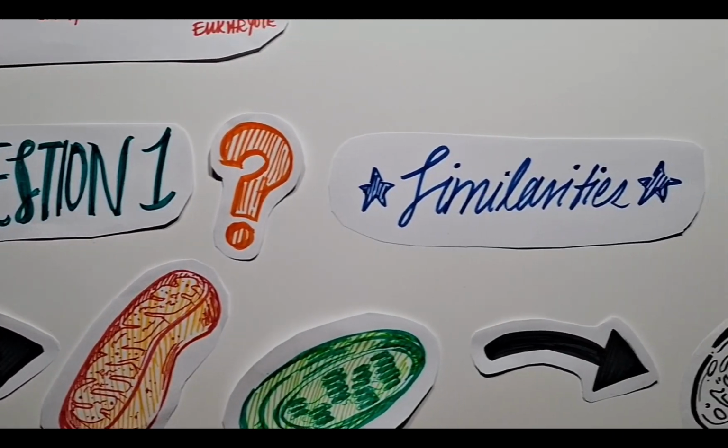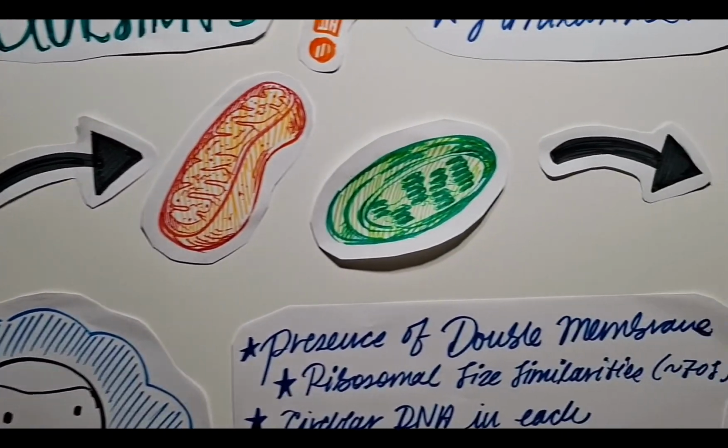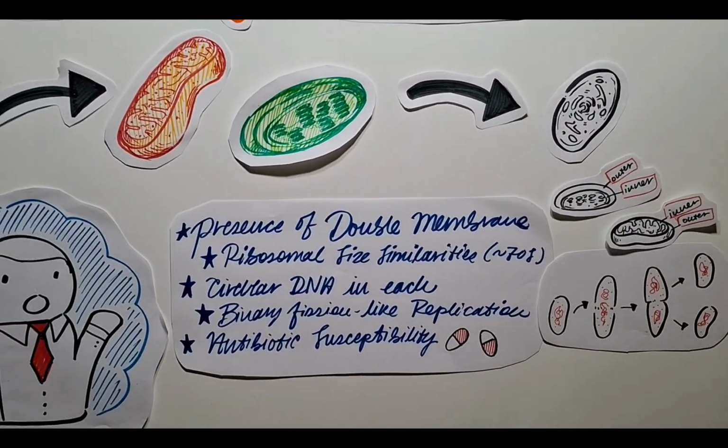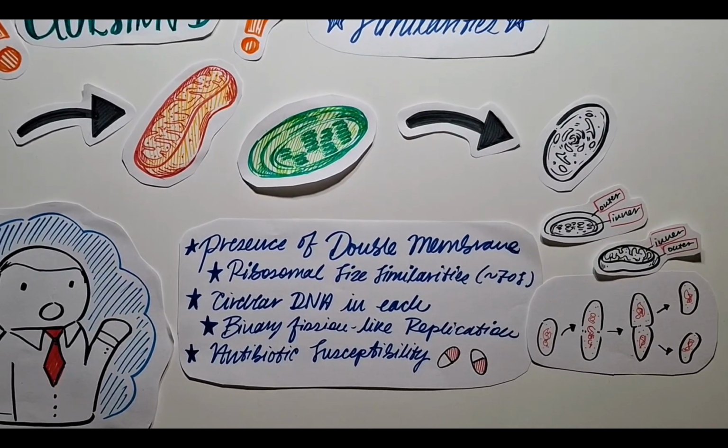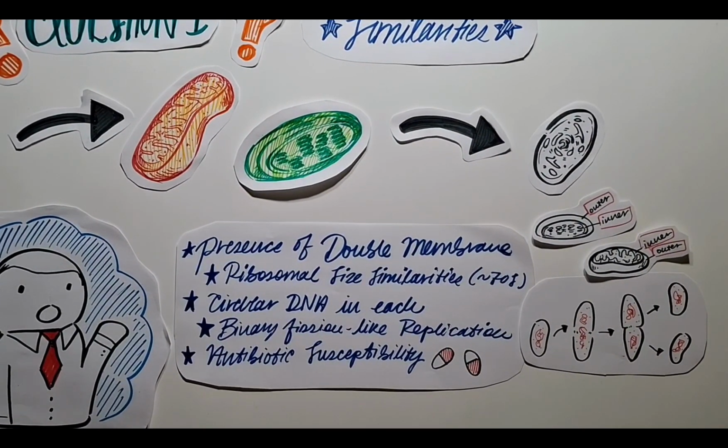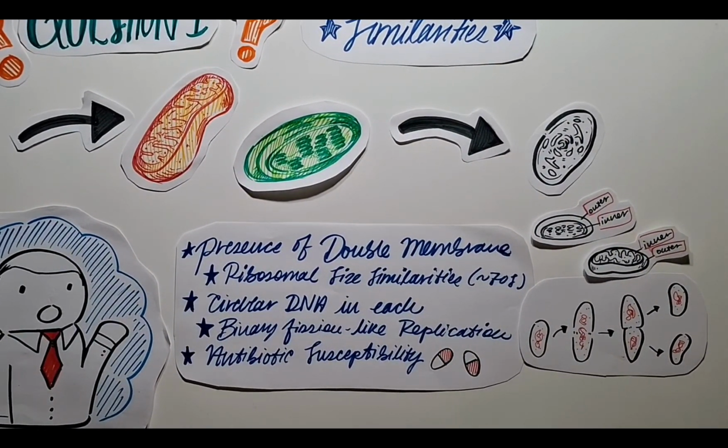Five similarities between the mitochondria, chloroplasts, and bacterial cells would be the presence of double membranes, the ribosomal, the circular DNA, and the division process, as well as antibiotic susceptibility.